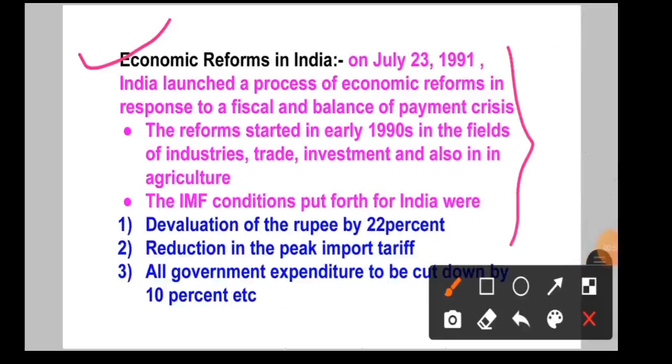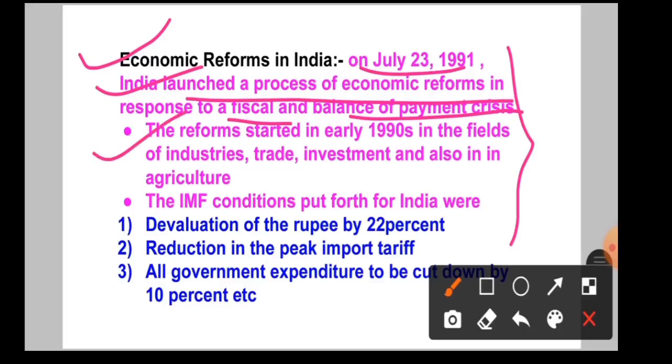So July 23rd, 1991, India launched a process of economic reforms in response to what? To a fiscal and balance of payment crisis. Due to what reasons? Fiscal problems and the balance of payment crisis. Then the reforms started in the early 1990s in the fields of industries.